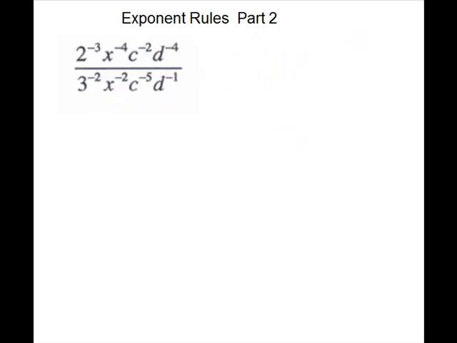For this example, actually every single piece has a negative exponent. So they're all going to just switch places. So everything that's in the numerator is going to the denominator and the exponents become positive.